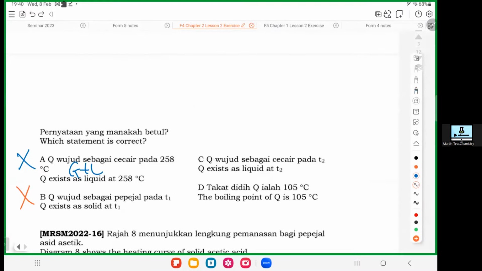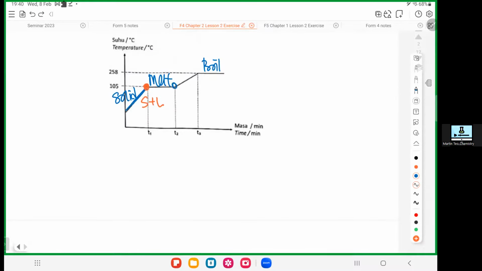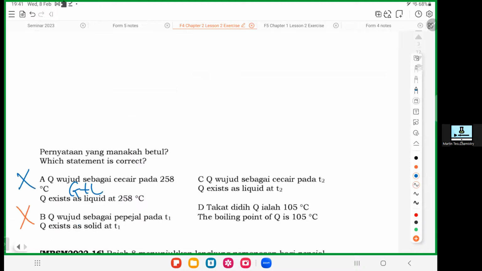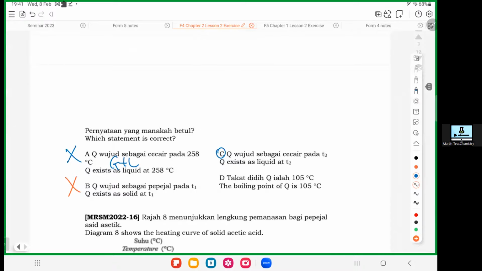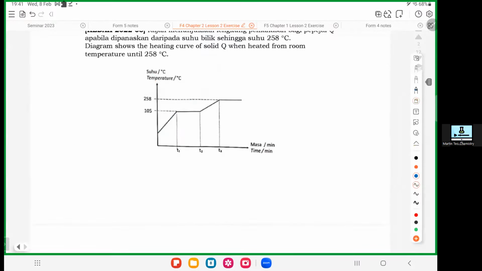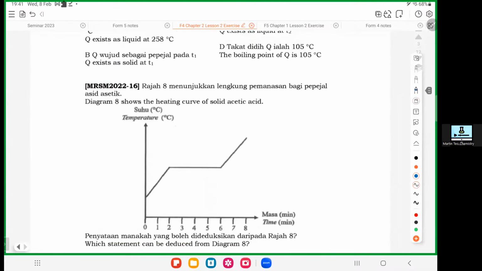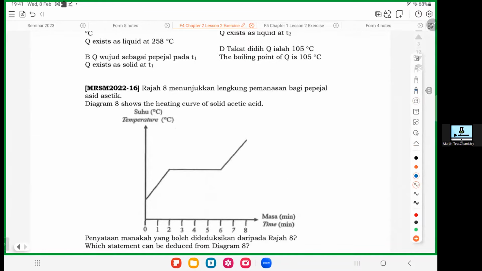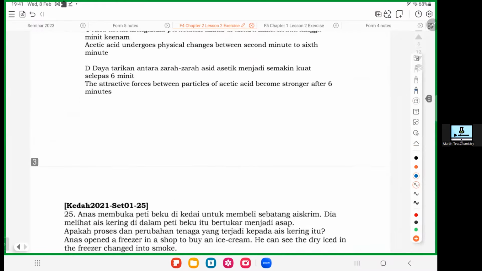Q exists as liquid at T2. So let's look at T2. T2 is here. At this point, melting finishes. When melting has ended and everything has melted, it is liquid. Do you guys understand how I solved the question, everyone? Okay, so that's exactly how it works. Not very hard. I didn't say it's easy, but it's not hard at all if you understand the concept.